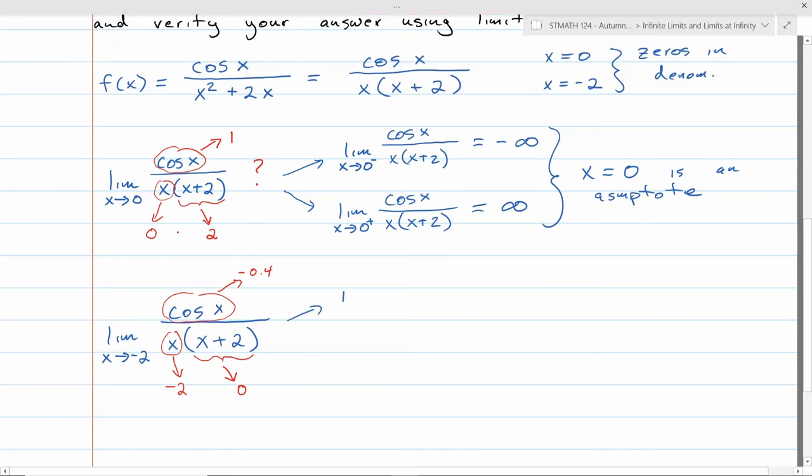So here I'm going to have the limit as x goes to negative 2 of cosine x over x times x plus 2. Okay, on the left, so x goes to negative 2 on the left, I'm going to get negative infinity. And when I do the limit as x approaches negative 2 from the right, oh wait, I got to be careful. Oops, I think I made a mistake, just because I wasn't being careful. Let me go back and analyze my thinking a little bit more carefully here.